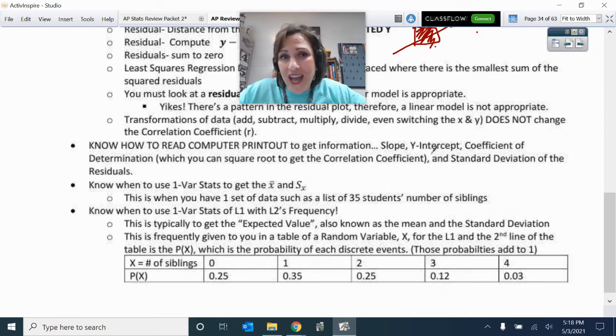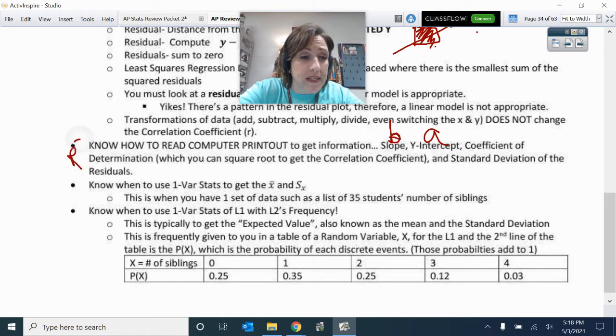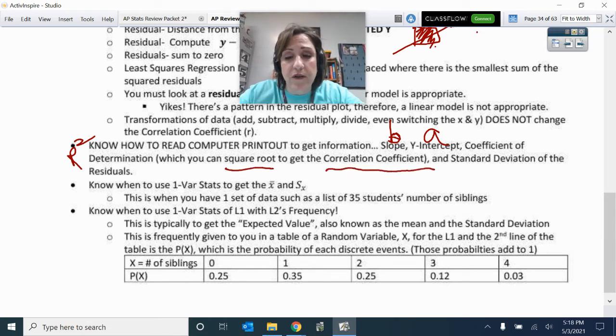StatCalc LinReg number 8, because the slope we were really representing with B, and the y-intercept kind of was being represented with the letter A from our calculator. And of course, that coefficient of determination is what's given to us, the r squared. Don't do r squared adjusted. And then you have to square root that to get the correlation coefficient.